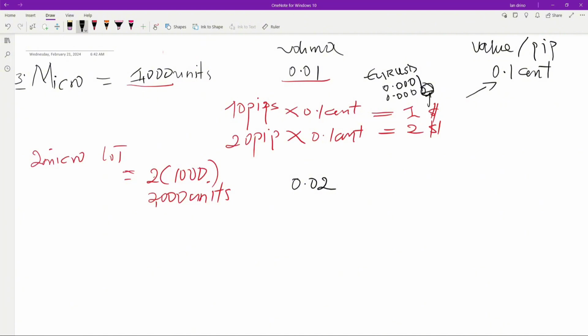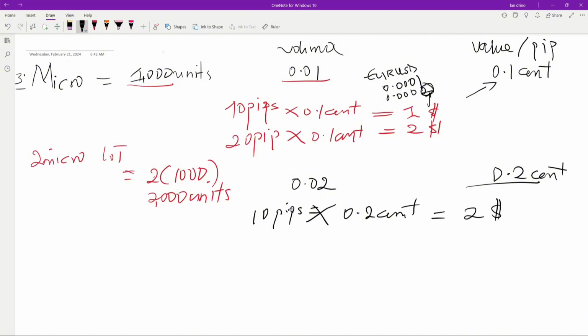Now, what is going to be the value per pip? If the value per pip for 1 micro is 0.1 cent, for 2 micros, it's going to be 0.2 cents. Simple, right? So, if you make 10 pips profit with 0.02 lots, with 2 micros, how much will you be making? You are going to be making 10 times the value per pip, which is 0.2 cents. So you are going to be making $2, just like that, okay?